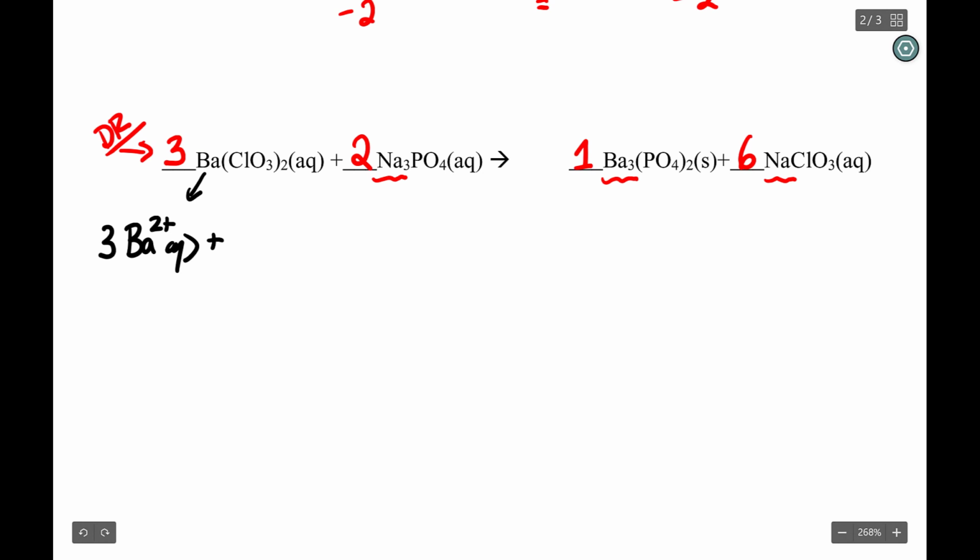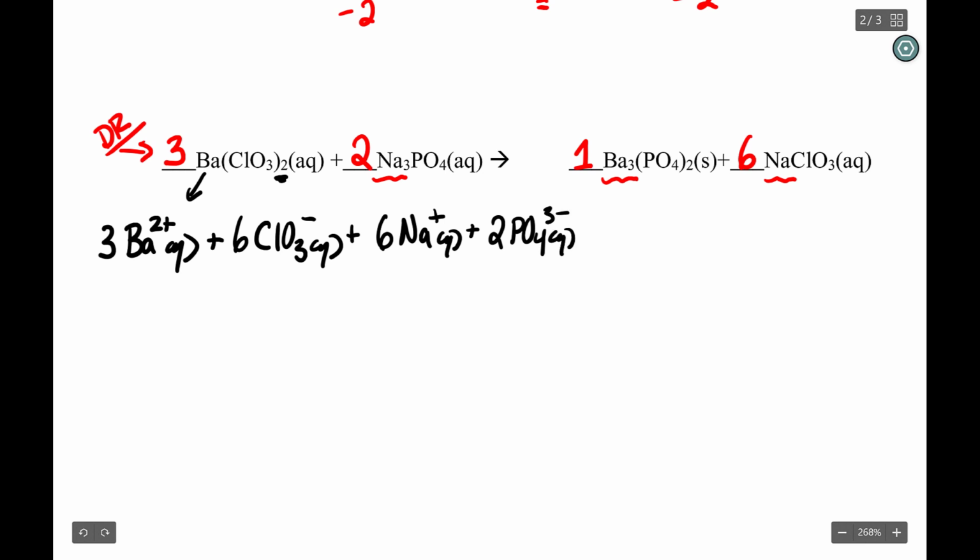I also have chlorate ion, so ClO3- aqueous, and I have 3 times 2, so I've got a total of 6 chlorate ions. Continuing on, I got 2 times 3 sodium ions, so I have 6 sodium ions, aqueous, plus 2 times 1 phosphate, 2 PO4 3- aqueous. Now, because there's so much stuff going on here, I'm just going to write my products down below in this space, or I'm going to run out of room.